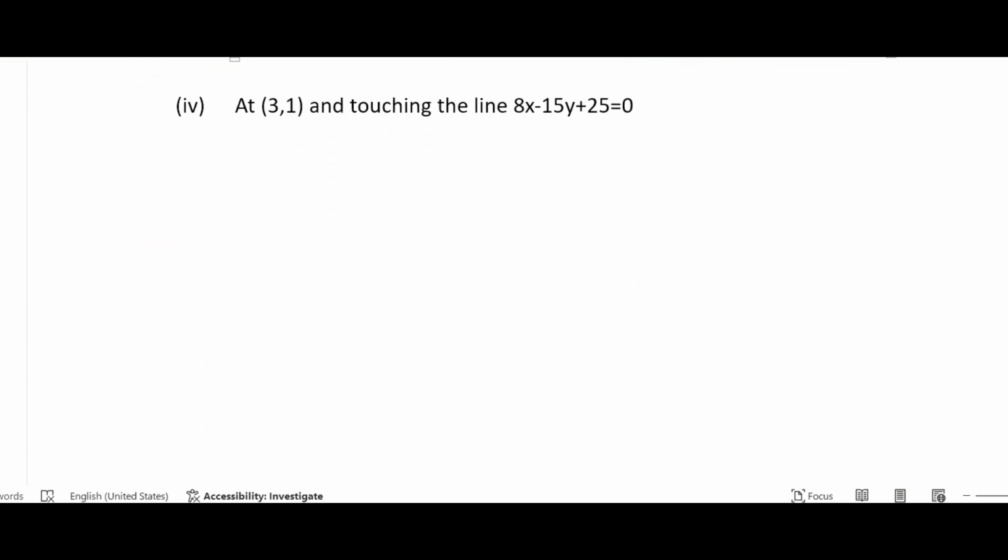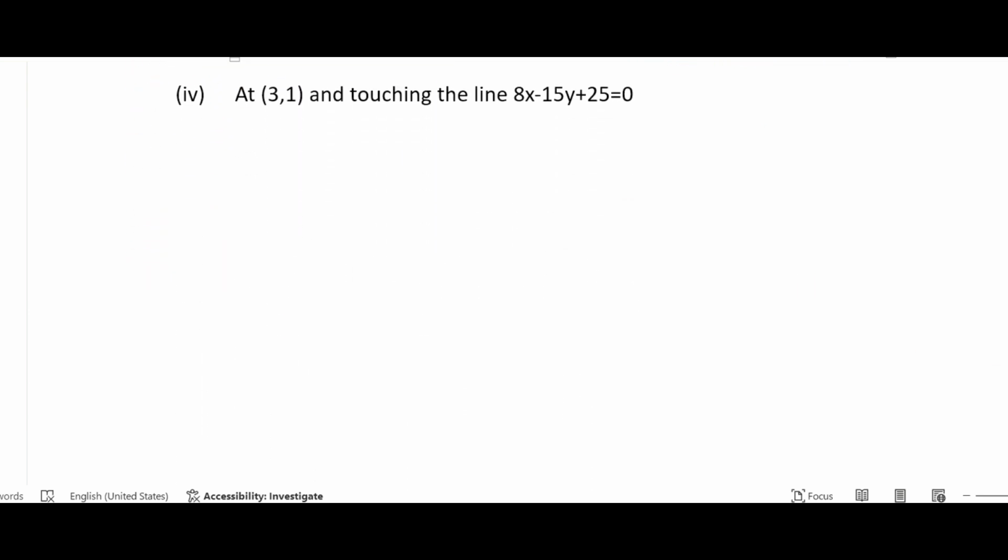Okay. Moving on to the last question of this video. You have at 3, 1 the center is given and it touches the line this. The circle touches this line and the center is at 3, 1. If the circle is barely touching this line, okay, just touching this line, this means that this line is the tangent. Okay, so the slope of this is the slope of the tangent of your circle.